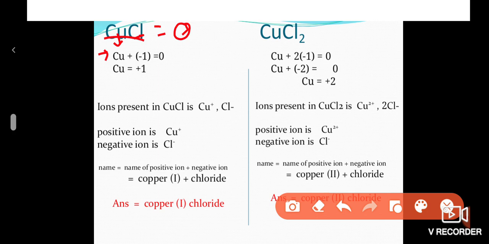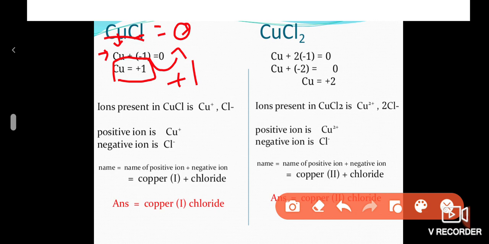Why do we write 0? Because CuCl is an ionic compound. The net charge should be 0, neutral. Okay. Now we move this -1 across. After the equals sign, what do we get? Cu equals plus 1. Now we get the valency of Cu. What is the valency of Cu here? +1 valency. That means here copper exists in valency 1.